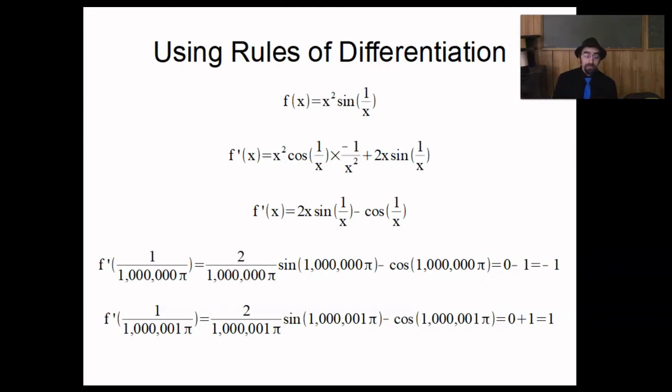Then if I plug in 1 over a million and 1 pi for x, right? So I've picked two different values of x that are getting close to 0.